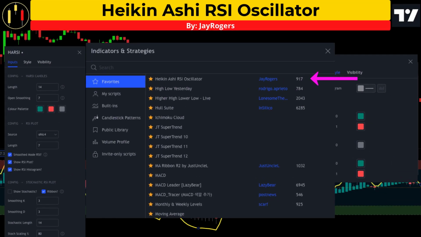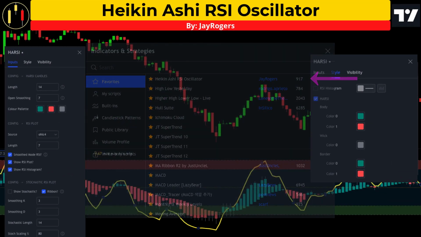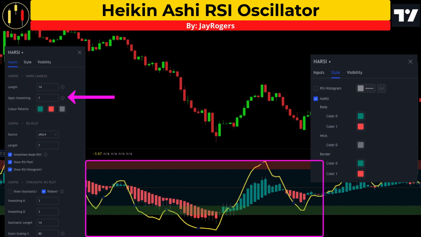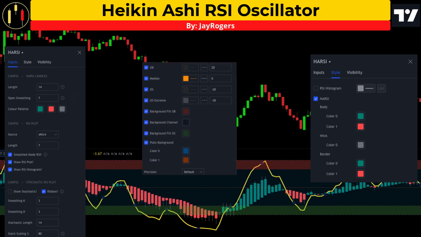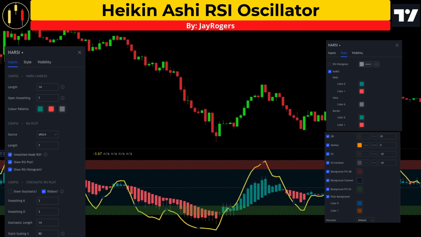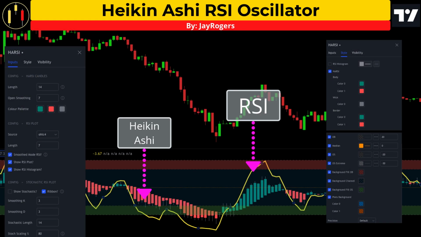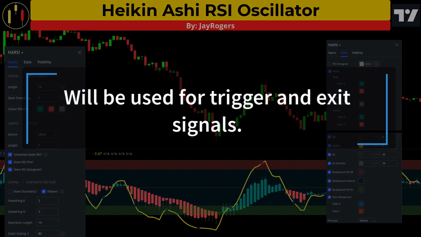This system utilizes the Heikin-Ashi RSI oscillator. Per the creator settings, the open smoothing will be set to 7 in an attempt to diminish market noise and provide more valid signals. In addition, I am going to remove the histogram and increase the opacity of the oversold and overbought section to 25% so you can see it more clearly. This study uses the Heikin-Ashi as a histogram with the RSI laid over, similar to how the MACD appears. The Heikin-Ashi RSI oscillator will be used to provide triggers and provide trade exits.